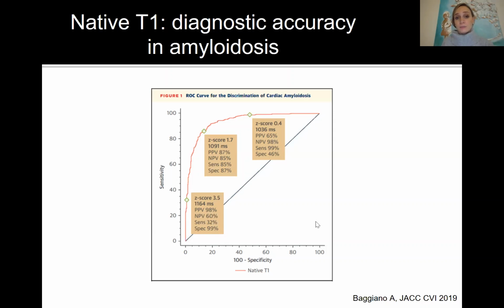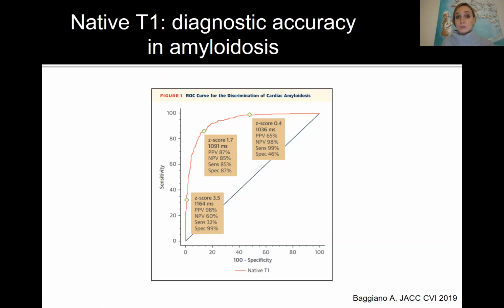So this one is diagnostic accuracy of native T1 in patients with suspected cardiac amyloidosis. The study included more than 800 patients. And you can see the diagnostic accuracy is very high. The area under the curve is around 0.9. But the problem is that you will still get the diagnosis wrong in a good proportion of patients.